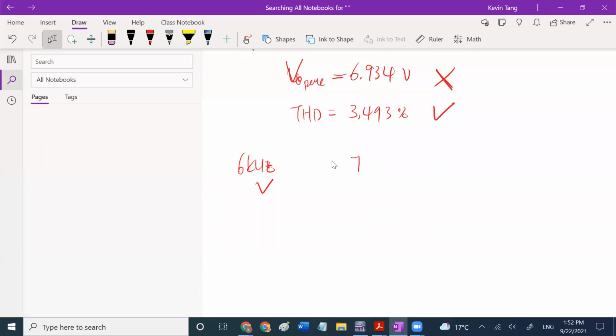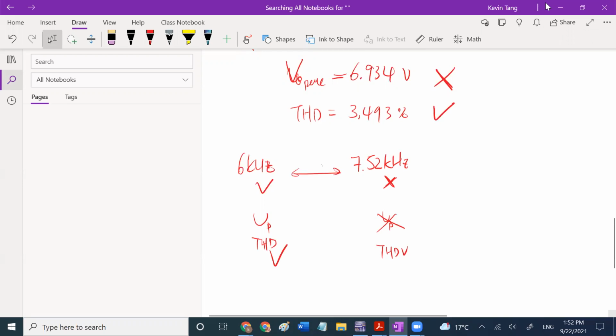We know 7.52 kilohertz is not okay due to the VO peak. So VO peak is not okay, but THD is fine. And this one, both are okay. So we just need to find the value in between.